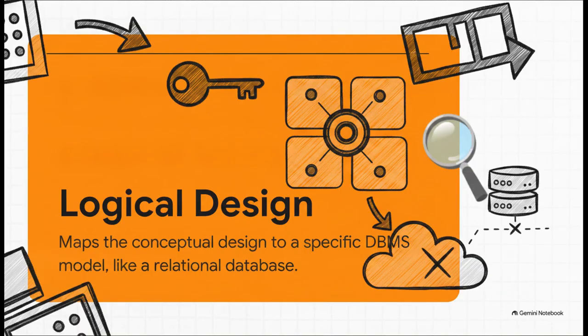Once we actually select our database software, we move to logical design. This is defined as mapping the conceptual design to a specific DBMS model, such as a relational database. Here, we translate that abstract blueprint into specific technical constructs. We define the actual tables, the columns, primary keys, and foreign key constraints. We're now software dependent, meaning we're designing specifically for a relational model, but crucially, we are still hardware independent.